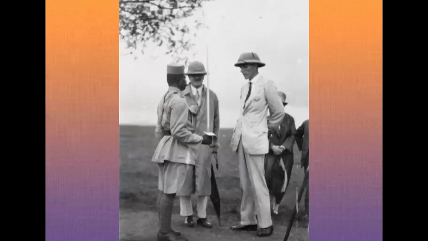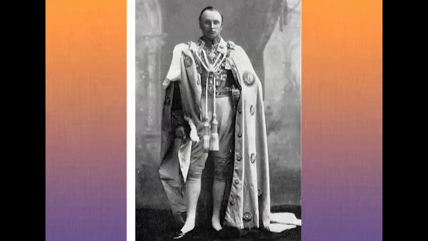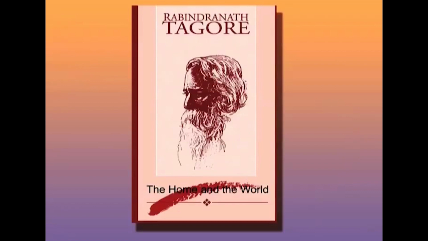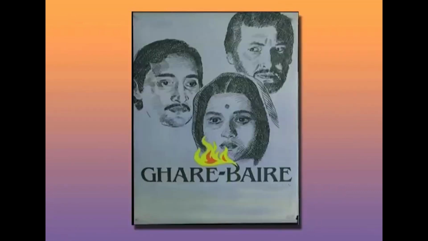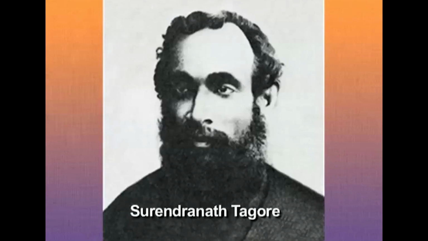Set against the backdrop of the Swadeshi Home Rule movement in Bengal, following its sudden and arbitrary partition by the then British Viceroy in India, Lord Curzon, in 1905, The Home and the World was originally published in Bengali as Ghare Bare in 1915. Later, it was translated and published in English by the author's nephew, Surendranath Tagore, with active cooperation from the author himself. This was done in 1919.